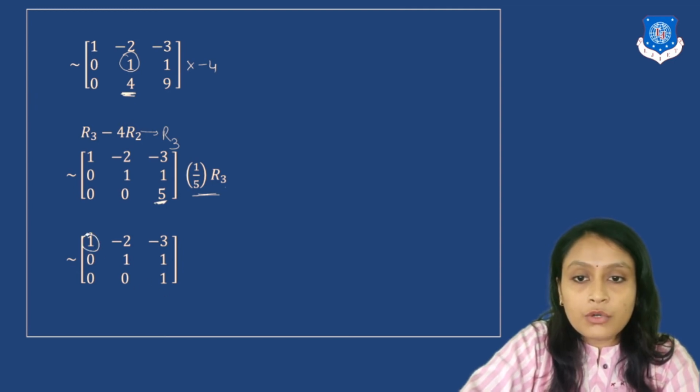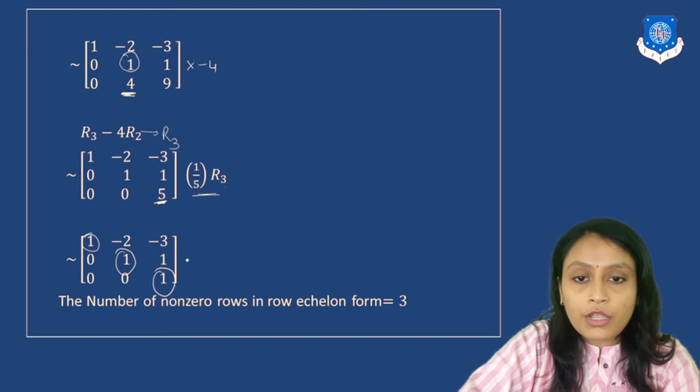Now this is our row echelon form. Okay, and these three are leading 1. Now the next step is to count the number of non-zero rows. Okay, so you can count. We have 3 non-zero rows. Therefore, the rank of a matrix is 3.